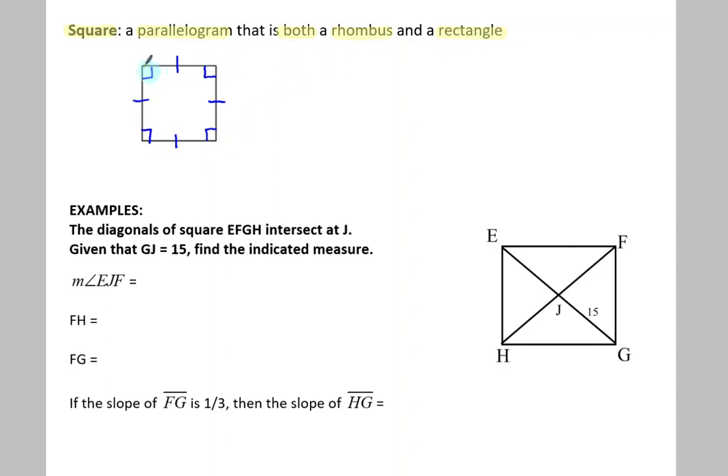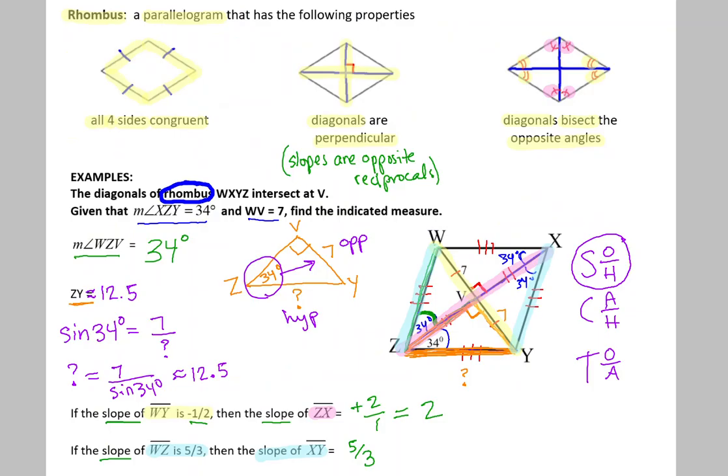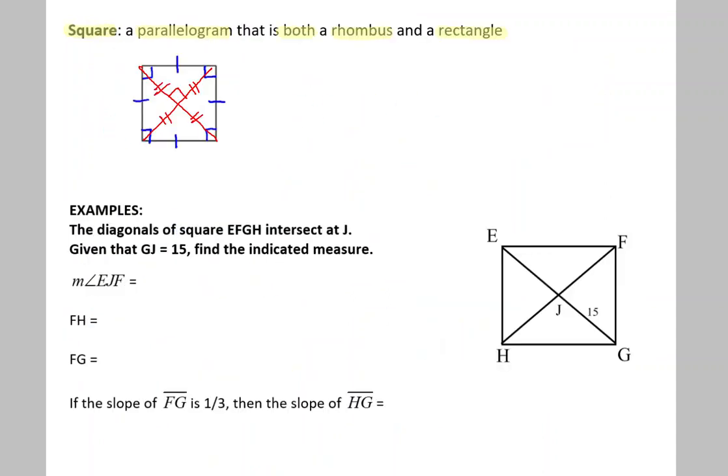If we draw in the diagonals, we can also show that because it's a rhombus, the diagonals are perpendicular, and because it's a rectangle, the diagonals are congruent, and because it's a parallelogram, of course, the diagonals bisect each other. So it's important to remember the square is a parallelogram, so it has all of the parallelogram properties. It's a rhombus, so it has all of the rhombus properties, and it's a rectangle, so it has all of the rectangle properties. Let's take a look at some examples.